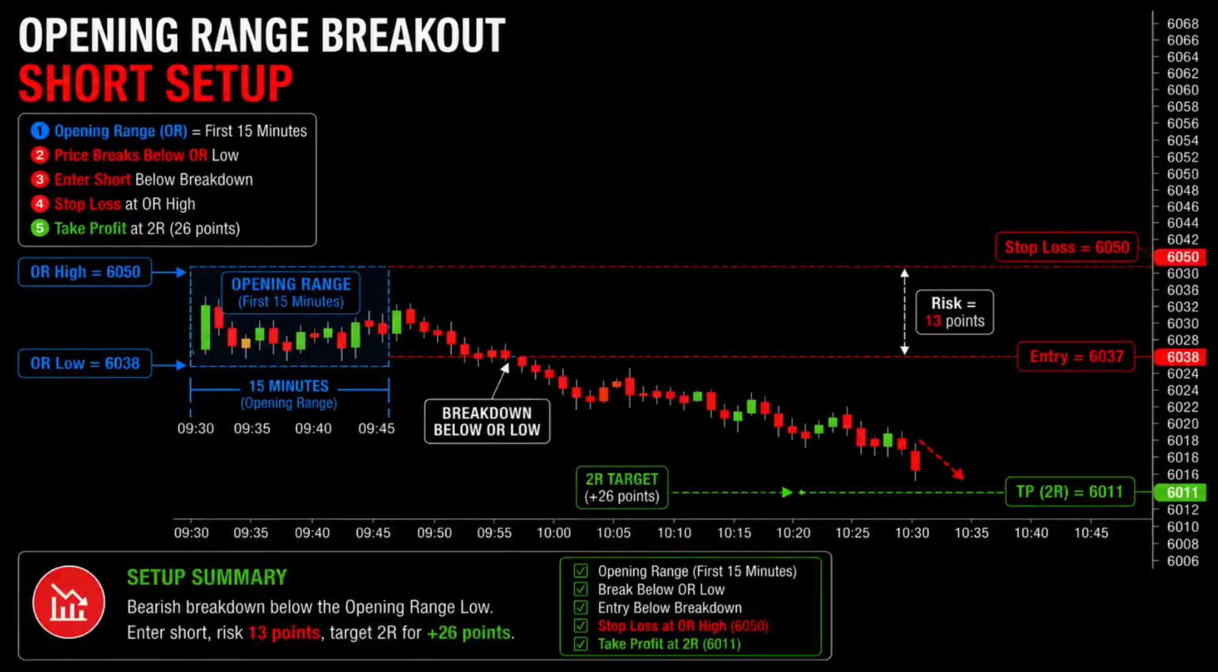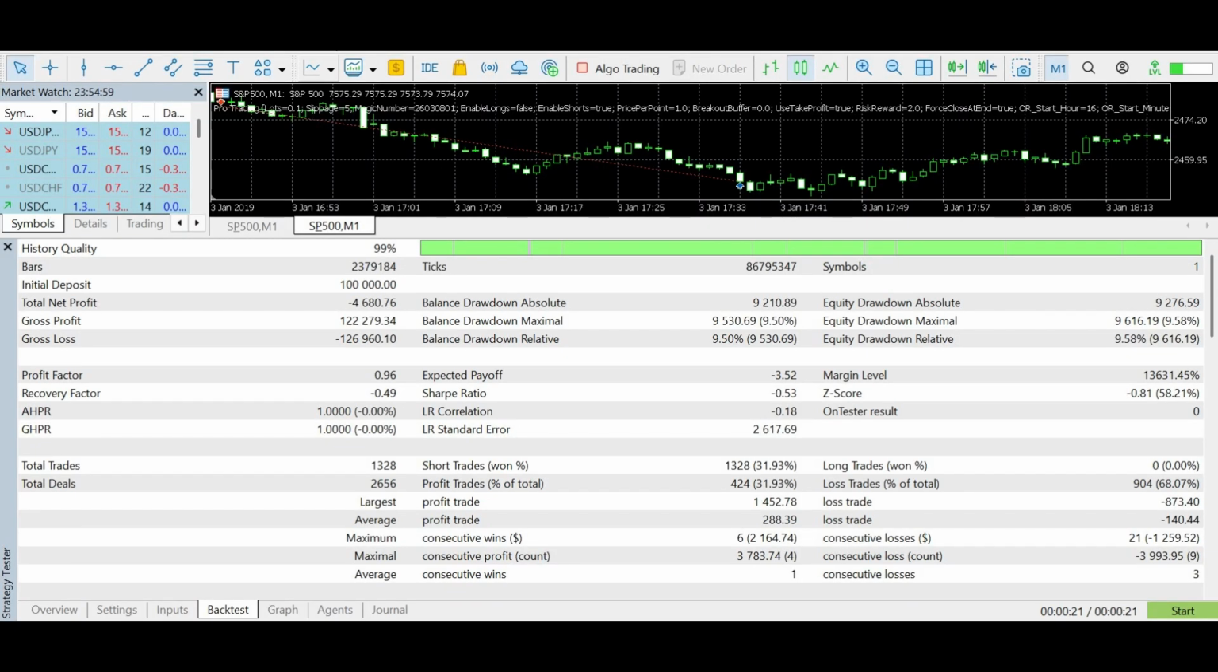Alright, now we're looking at the actual MetaTrader 5 report for the short only 2R opening range breakout test. Before looking at the profit, I want to confirm the settings. This test is on the S&P 500 on the 1-minute chart. The settings show that long trades were turned off and the short trades were turned on. The risk reward is set to 2. So this is a true short only 2R test.